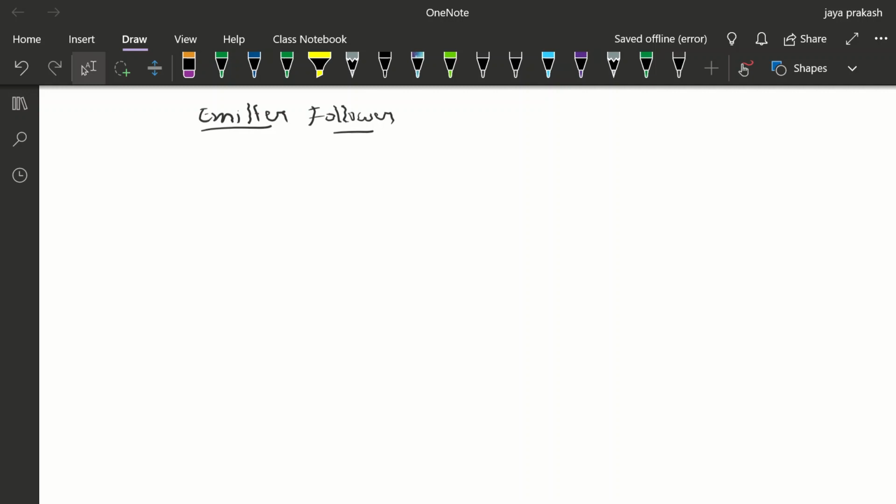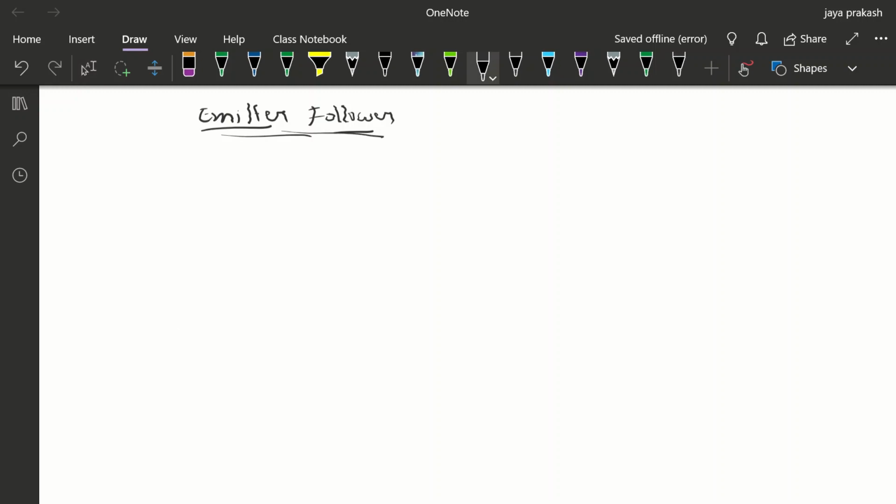In this lecture, I'm doing one example of the method of analysis of feedback amplifier. In the previous lecture, I gave the steps to do the method of analysis of feedback amplifier. So I'm taking one example, that is emitter follower.